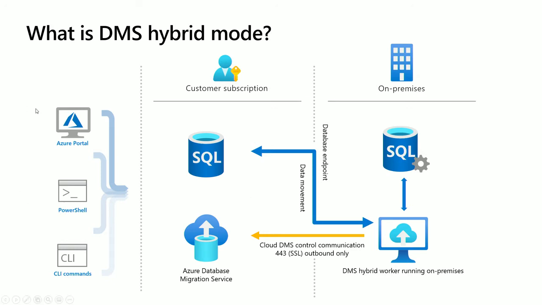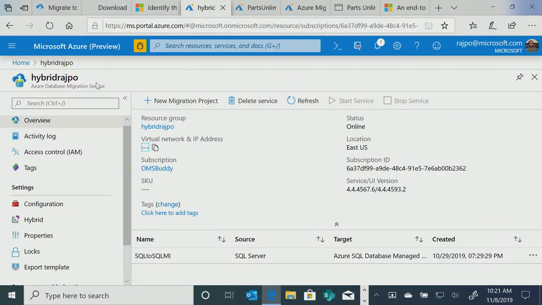There are 3 different ways you can interact with your hybrid DMS: through the Azure portal, which I'm going to do today, but we are also going to provide support for PowerShell and REST APIs that you can use to automate, right? So now I'm going to do that. For that purpose, I already created a hybrid service here. The name is Hybrid Rajpo. We have complete end-to-end, step-by-step guidance on how to create this service and how to install the hybrid DMS worker on premises. All that information is in our documentation. So in the interest of time, I'm skipping some of those operations at this point, right?